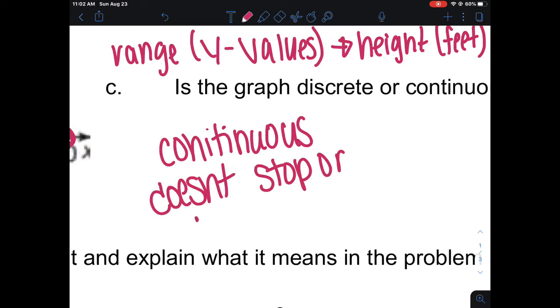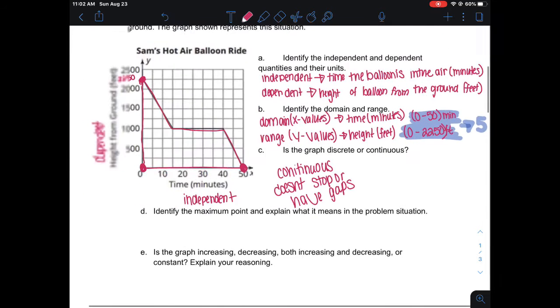Doesn't stop or have gaps. Would be a fine answer for that. Identify the maximum point and explain what it means in the problem situation.